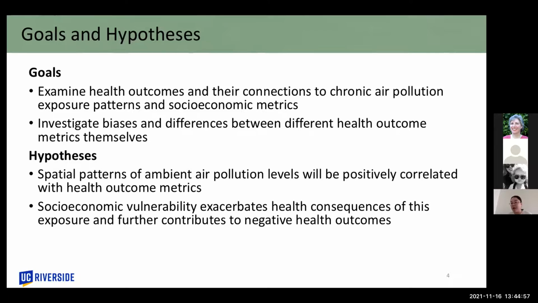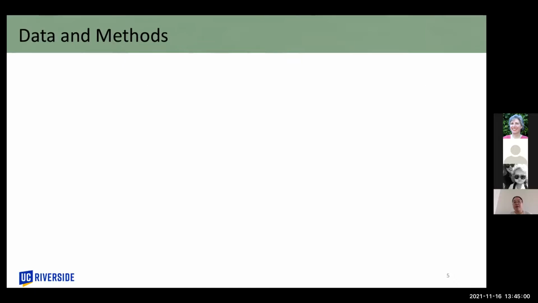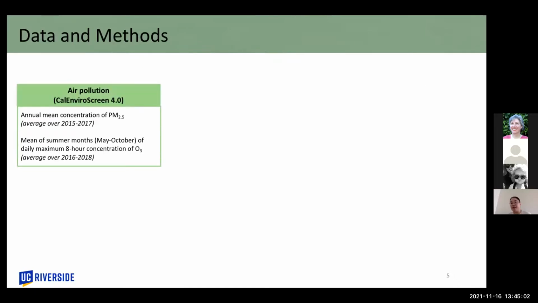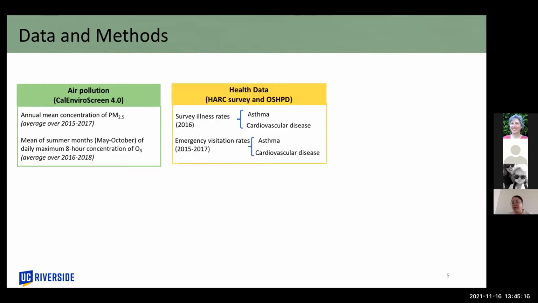So in this study, we are including 3 different types of data. The first is air pollution data, and our target air pollutants are PM2.5, which is also known as fine particulate matter, and ozone. We also have our health data, and we are including 2 different health metrics in our study. One is the survey data, which is collected by a local organization located within the Coachella Valley called HARC, and the other one is the emergency visitation data, which was collected by the state public health department.